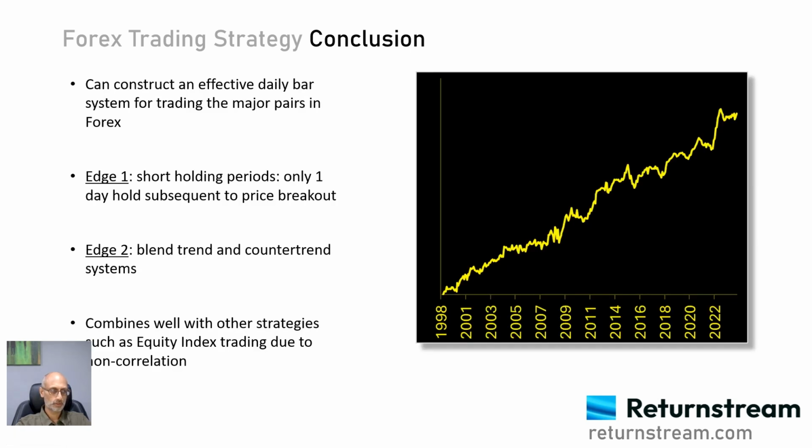In conclusion, one can construct an effective daily bar system for trading major Forex pairs. The first edge that we found was that we're using short holding periods. It only holds for 1 day subsequent to the price breakout, either on the upside or the downside. The second edge that we found was by blending a trend and a counter trend system, we can get a much smoother result. And we also found that this Forex strategy combines well with other strategies such as an equity index strategy because of non-correlation.